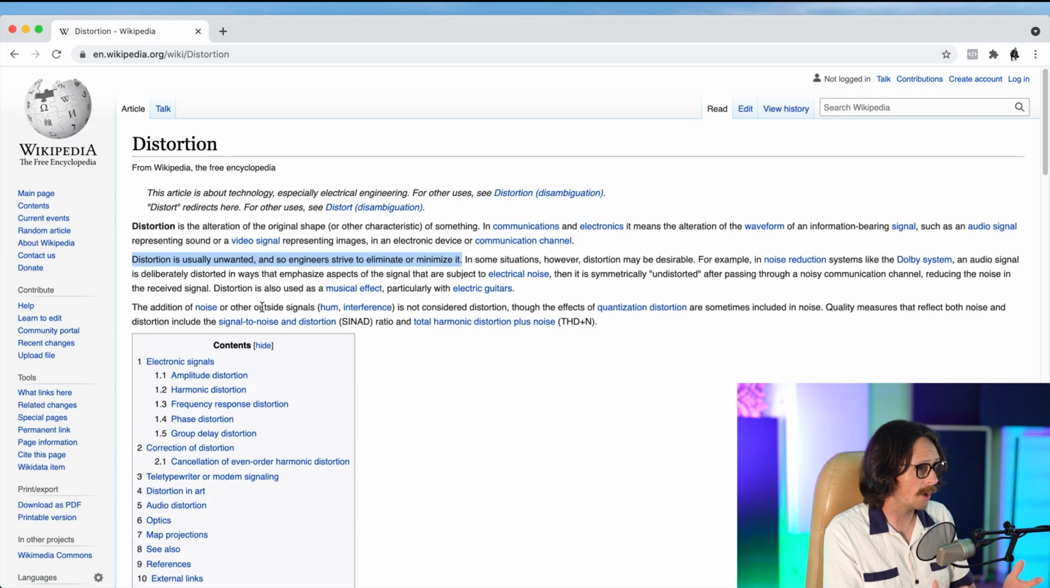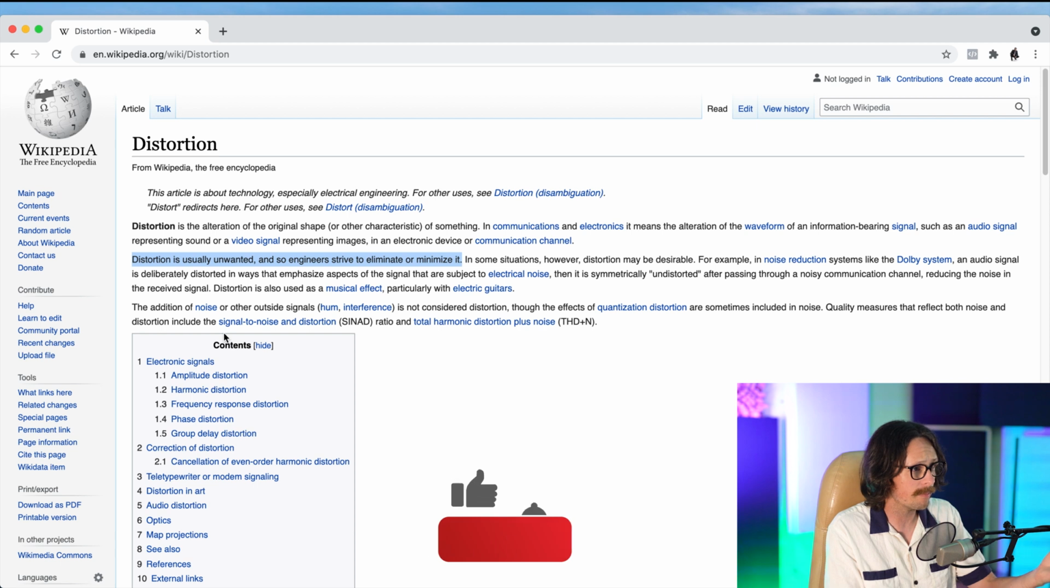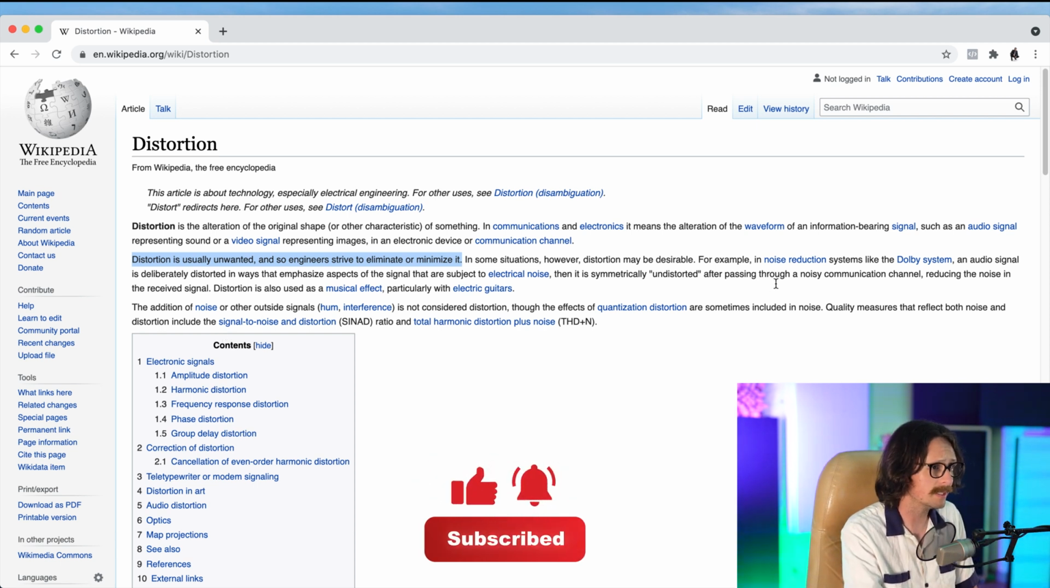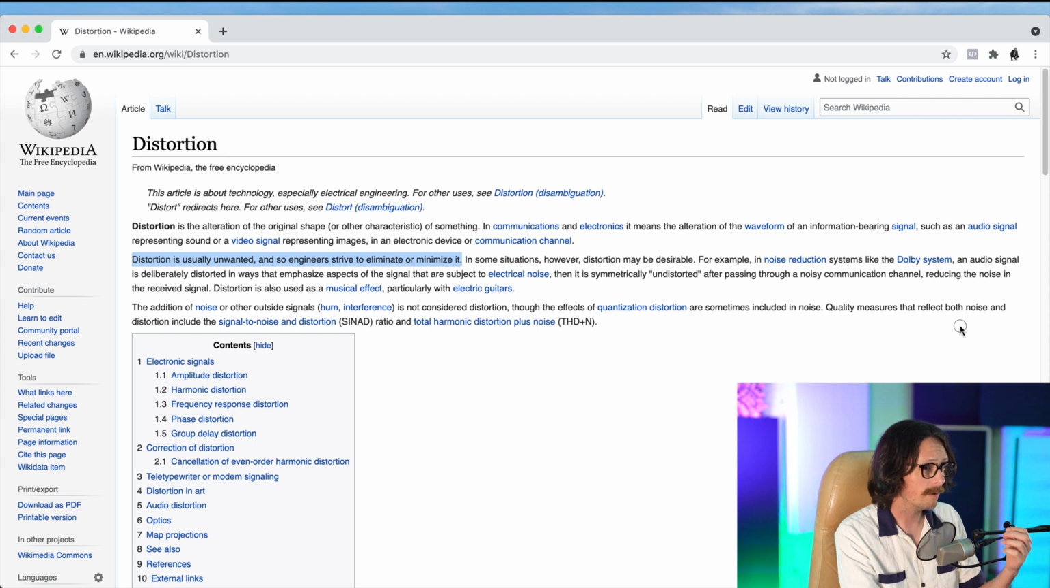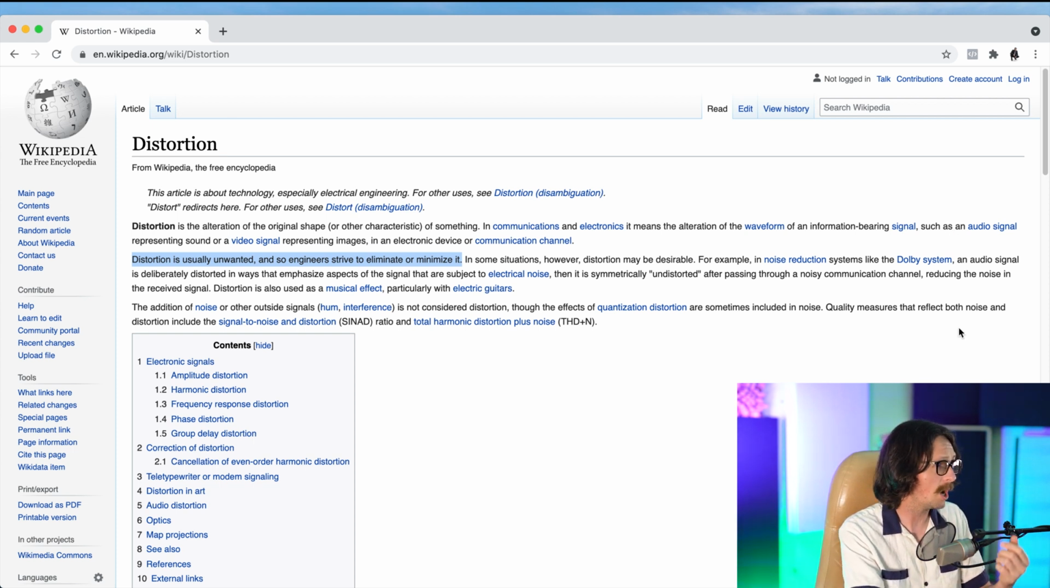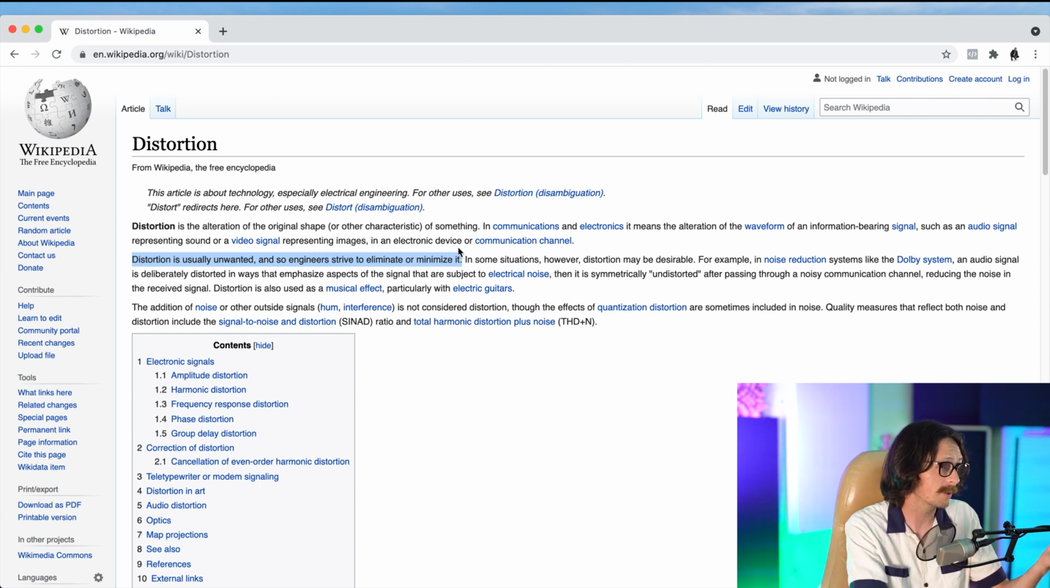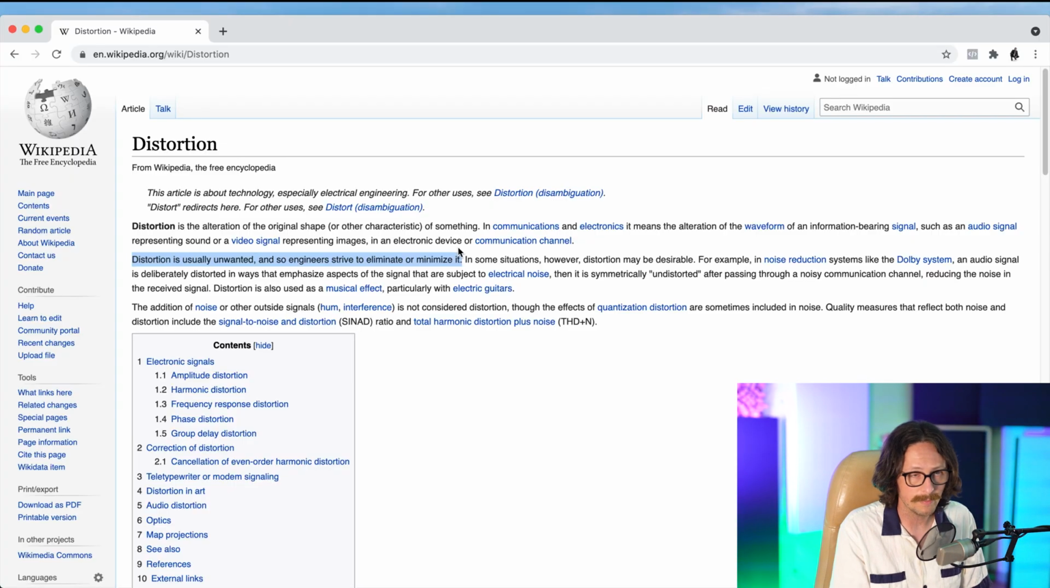All right, to start this conversation out, I want to give you a little definition here from Wikipedia. Distortion is the alteration of the original shape or other characteristic of something. In communications electronics, it means the alteration of the waveform of an information-bearing signal, such as an audio signal representing sound or video signal representing images in an electric device or communication channel. So there you go. We're just changing the characteristics, okay? It doesn't mean what you think distortion means, okay?